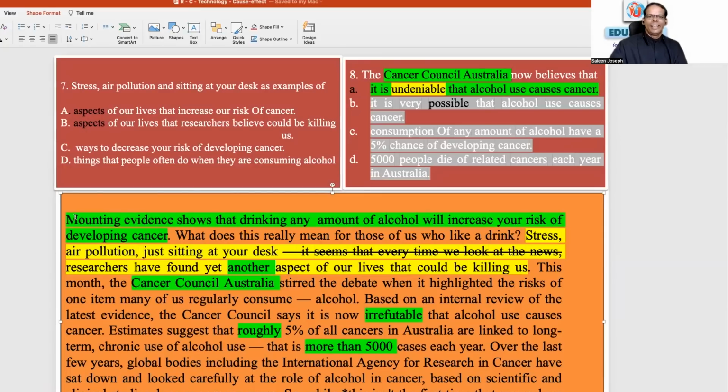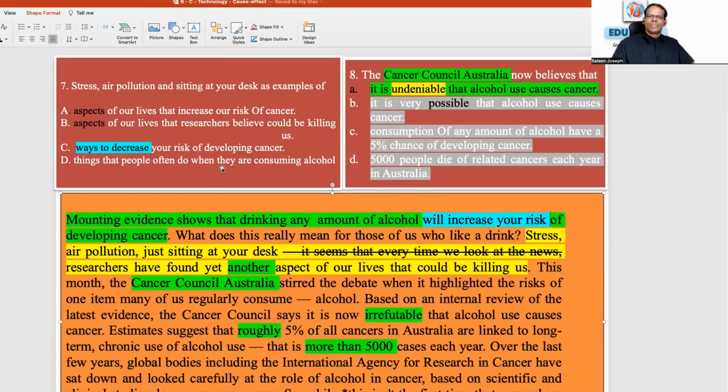Yes. Yeah. Here again, how can you see ways to decrease? Does it have any importance? Sorry, ways to decrease. Anywhere? No. See, alcohol will increase your risk. So it can never be, it is opposite, right? Of the topic sentence. It is the opposite of topic sentence. So it cannot be correct. Okay? Ways to decrease. Things that people often do when they are consuming alcohol. They didn't mention anything. Yeah, they didn't mention. It's not given. According to IELTS, it is not given. Okay? So, what is the answer?